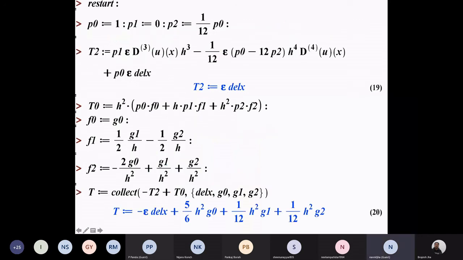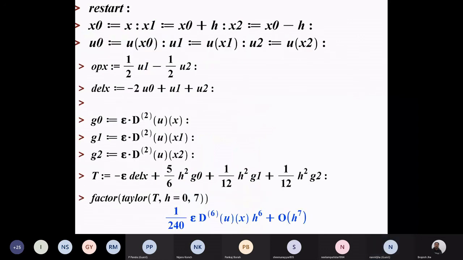This is the scheme with the help of Maple shoot. Very easy. Likewise, we can verify whether our scheme is correct or not just by taking U0, G0, G1, G2 at the points X, X1 and X2. This is coming out to be order H6.